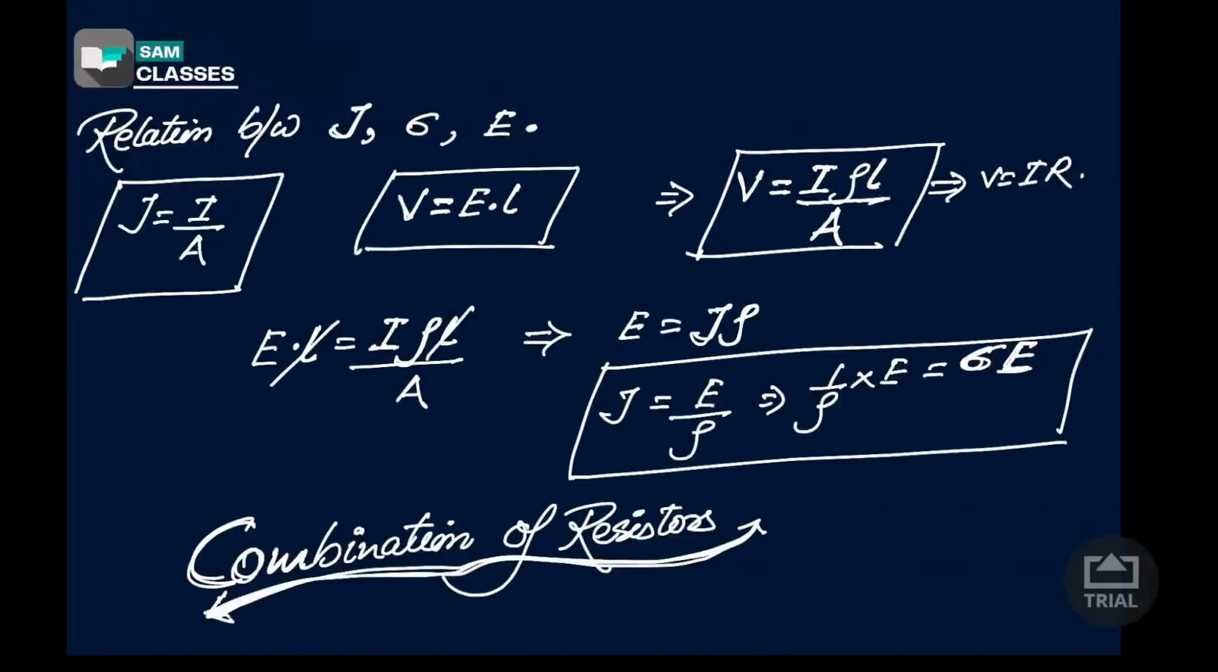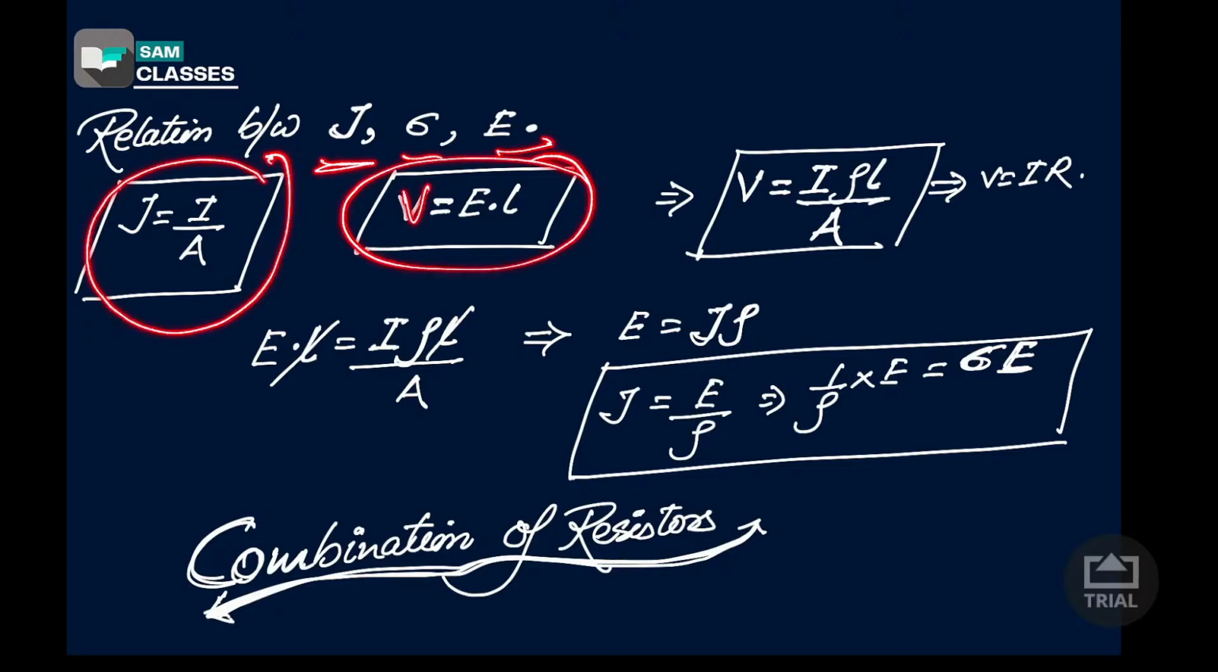Okay, chalo. Let's see the next page. Now this also is a very important page. A lot of formulas are here. Relation between J, sigma and E. We know J is equal to I by A, current density. V is equal to potential, which is equal to electric field into length. And V is equal to I rho L by A, correct? So V is equal to IR, from there we got this.